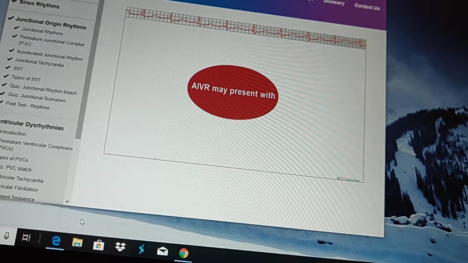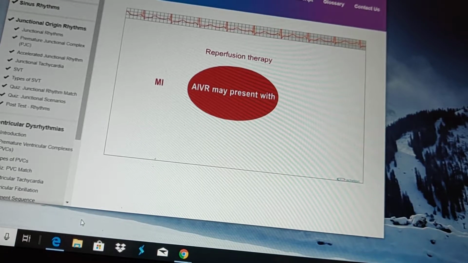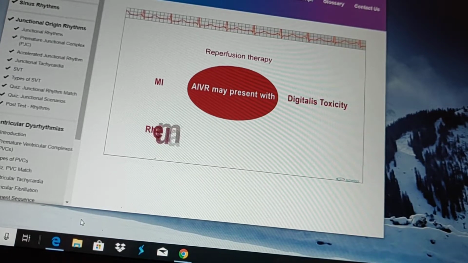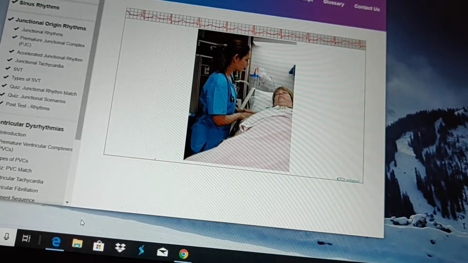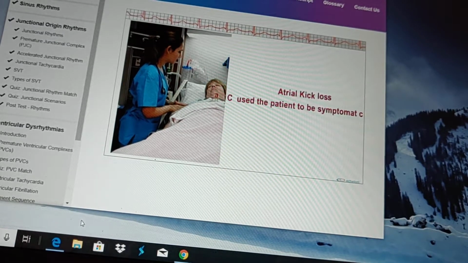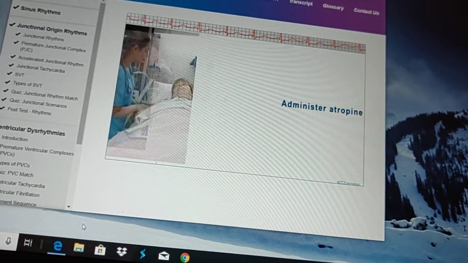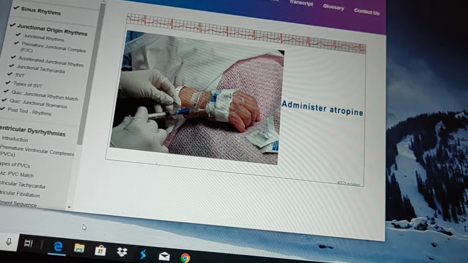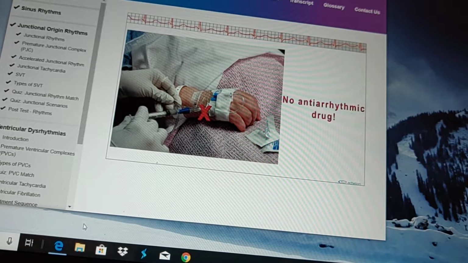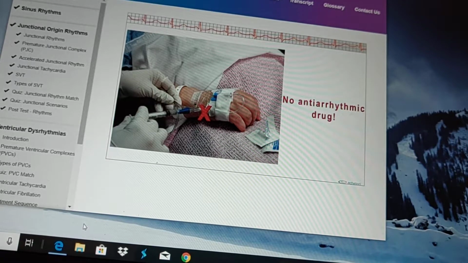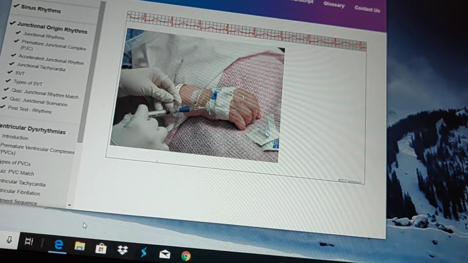Accelerated idioventricular may present with myocardial infarction and is common after reperfusion therapy. It may also be present with digitalis toxicity and rheumatic and hypertensive heart disease. As always, first assess the patient before beginning treatment. If the loss of atrial kick has caused the patient to be symptomatic, there are two good options to consider. The first is the administration of atropine, and the second is transcutaneous pacing. But as we learned earlier, we do not want to give an antiarrhythmic drug that could suppress this ventricular rhythm because it is made to protect itself and may resolve on its own.